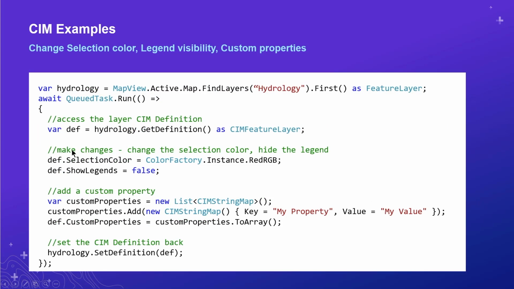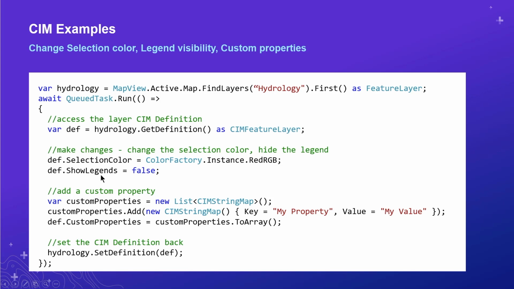Here is a slightly more complex example. I'm retrieving the hydrology layer, and then within the queue task, I'm using the get definition set definition pair. In this transaction, I'm making some changes. I'm changing the selection color of the layer to red. I'm setting the selection color property to this color red, as you can see here.